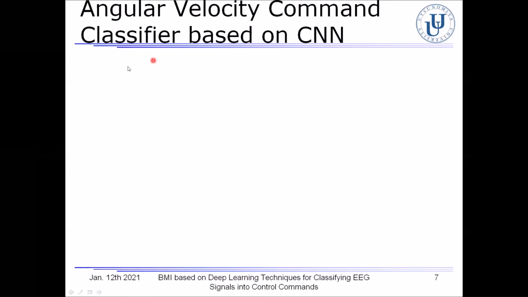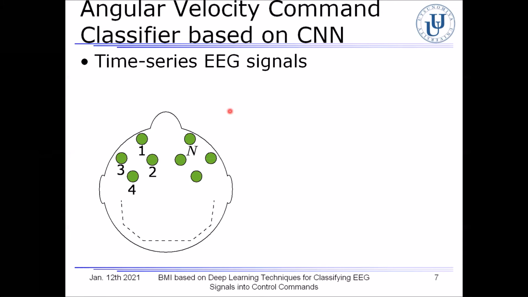Okay, so as for the angular velocity command classifier based on a convolutional neural network (CNN), the user faces to the right, left, or front to move the personal mobility robot (PMR) in the right, left, or forward direction. So the time series EEG signals when the user faces in the three directions are measured at all the nodes. In this figure, the EEG signals are measured by in total 1 to n electrodes.